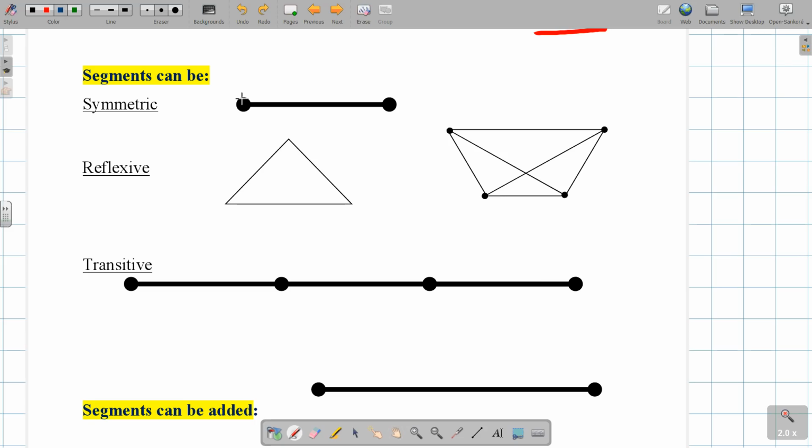One is that segments can be what's called symmetric. So if I have this segment here, PQ, I can do this. Watch carefully. Wow, that's a tough one, folks. Segment PQ is congruent to the segment QP. That's called symmetric.